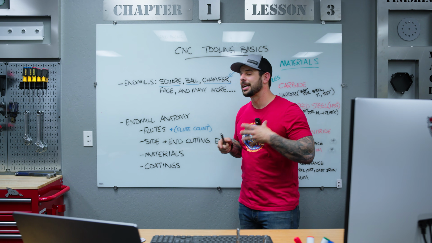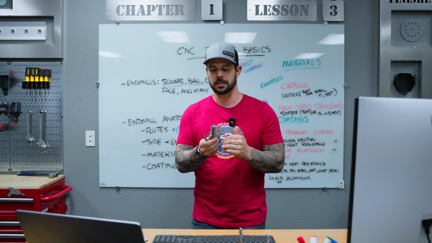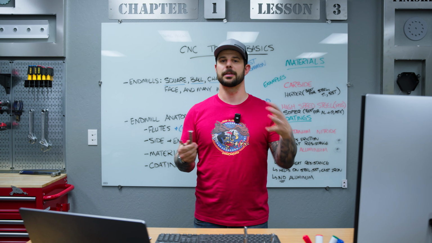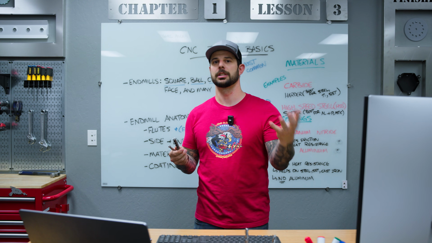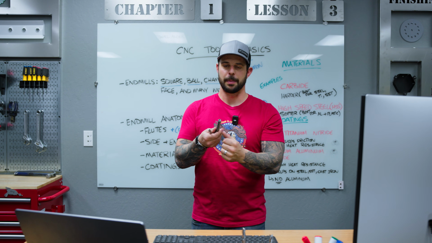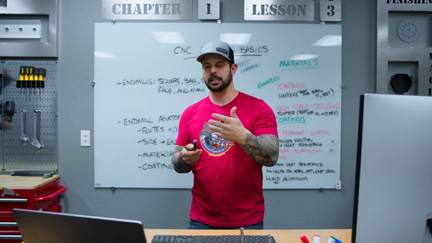Now, when we start talking about anatomy, I touched on flutes earlier. This is the cutting surface or the cutting edges that are on these end mills. Now, before we actually look at them up close, the flutes have two purposes. One, to remove that material, to cut it and remove it, turning it into chips, which we'll talk about in the next lesson. And two, for those chips to be removed. That helical pattern will actually lift those chips out of that pocket, creating space for the next cut.